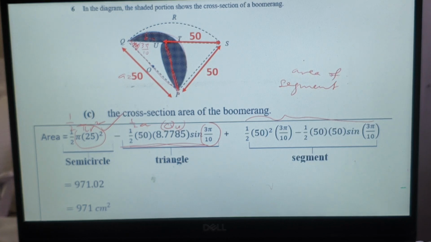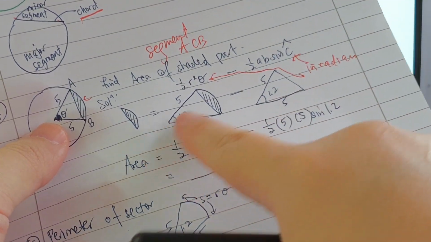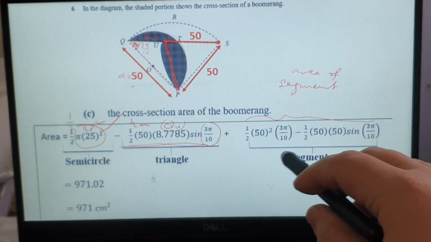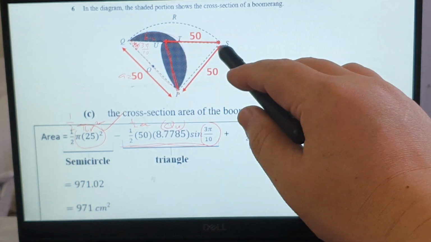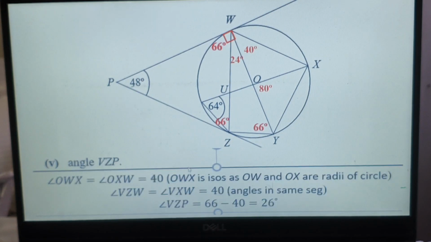Area of segment. Do you remember what is a segment? A segment is this one, ladies and gentlemen. Very important, okay? So what is this? Half r square theta, right? Half r square theta. This one we found just now is 3 pi over 10 already. Isn't this the shape here? The sector. Minus half AB sine C. The triangle. This is your 50, 50, and then your sine C is this one here. So you go and take a look at it. We have revised this already.